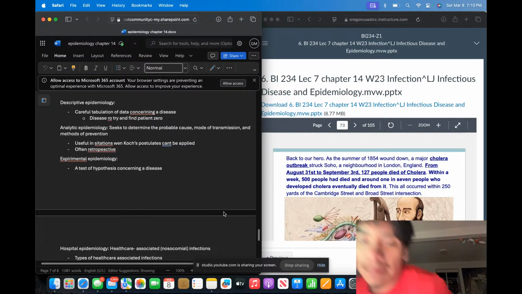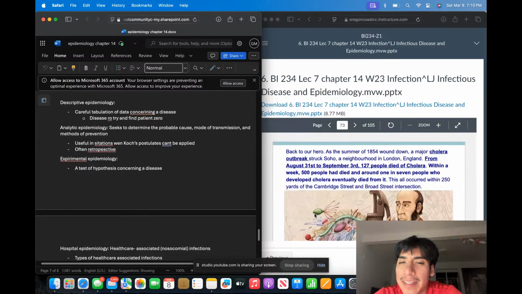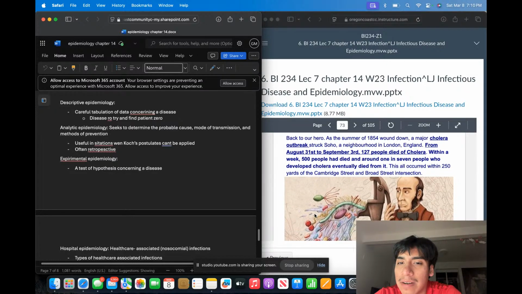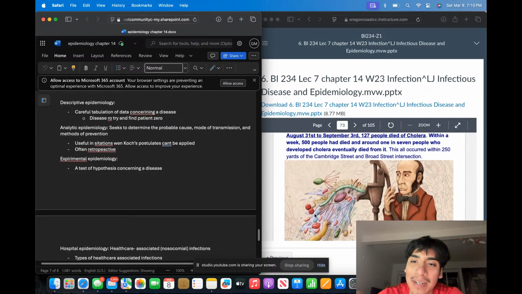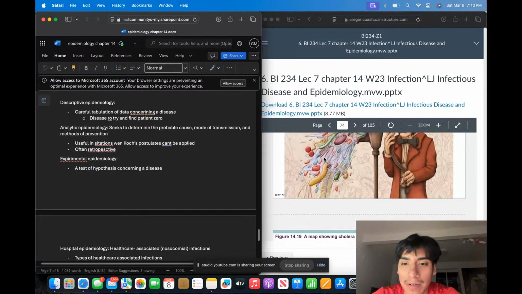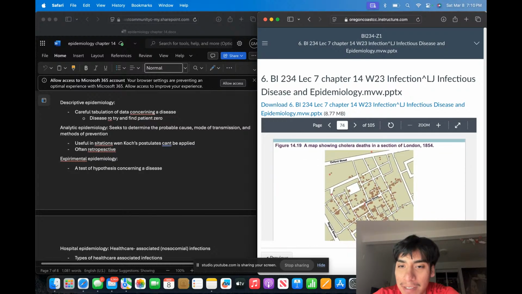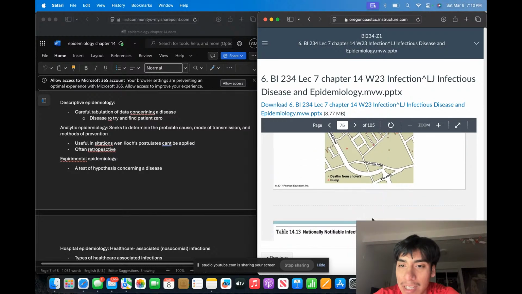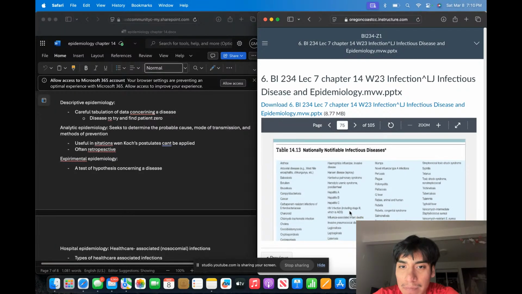Okay. Back to our hero. In the summer of 1854, a major cholera outbreak struck Soho, a neighborhood in London. Within a week, 500 people died. All occurred near Cambridge Street. So this all happened in one area. I remember this story now. It shows this, and obviously there's something here. Let's check the water pumps, and I think that was it. It was in the water pumps.